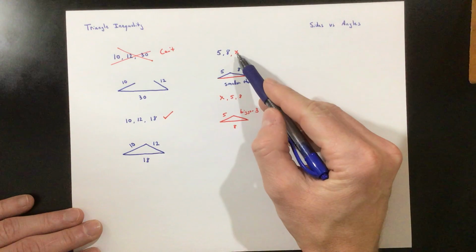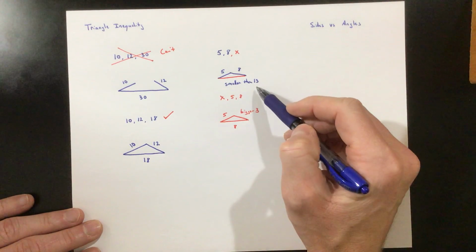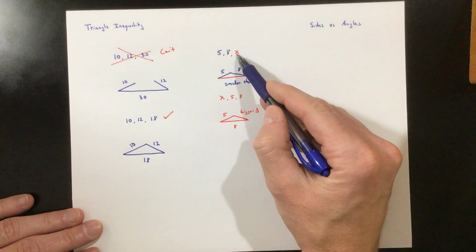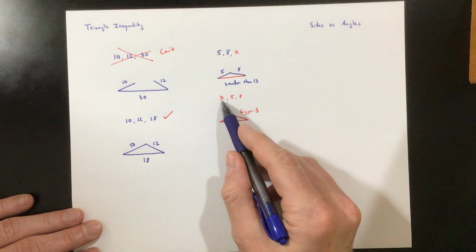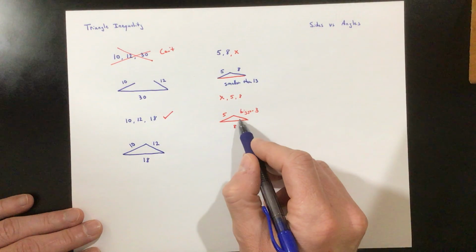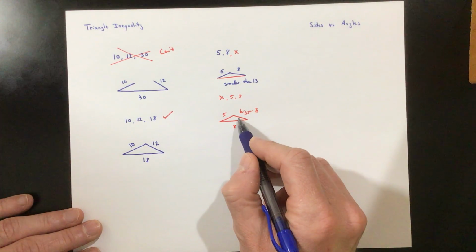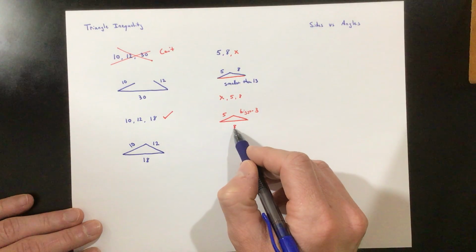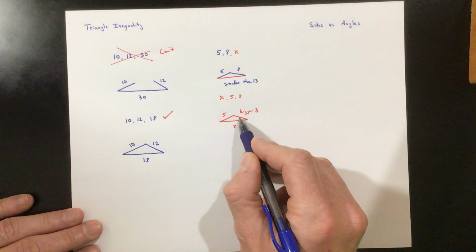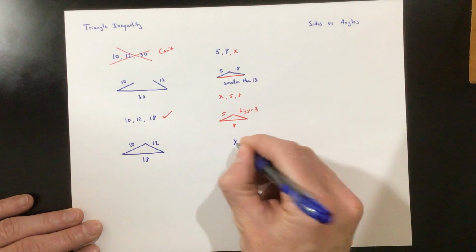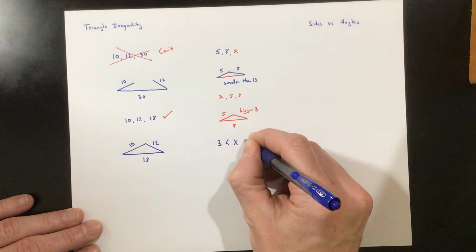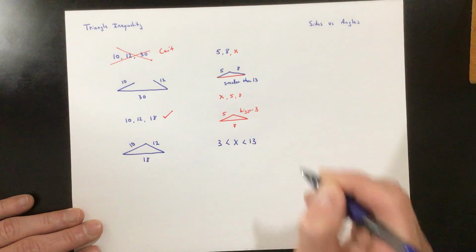So pretend x is the biggest. It can't be any bigger than 13, and it can't even be 13. Otherwise, the 5 and 8 won't stretch. If x is the smallest side, 8 is the biggest side, and x can't be 3. 3 and 5 won't stretch to make 8. They have to have a little angle to them, so x has to be bigger than 3. So what is x? x has to be bigger than 3 and smaller than 13.